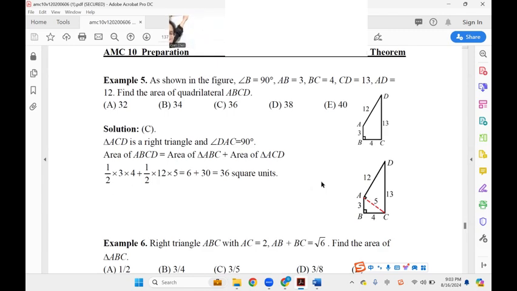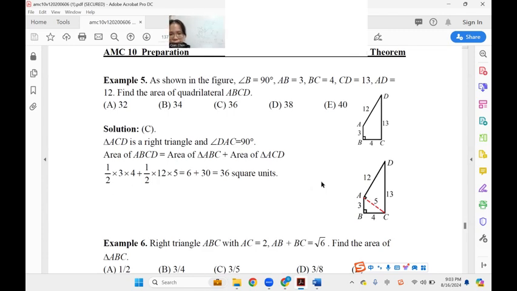It's going to find the area. So it's basically this triangle area plus this triangle area. This one is 6. This one is 30. So added together would be 36.